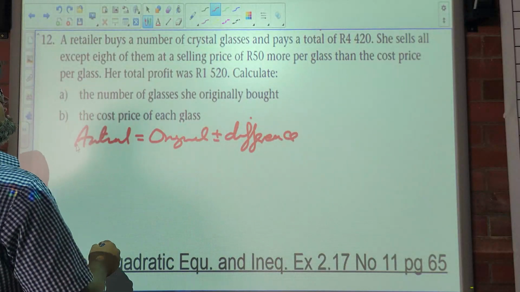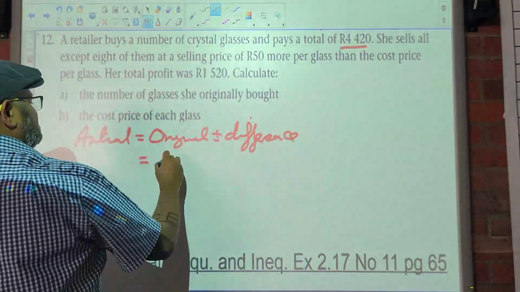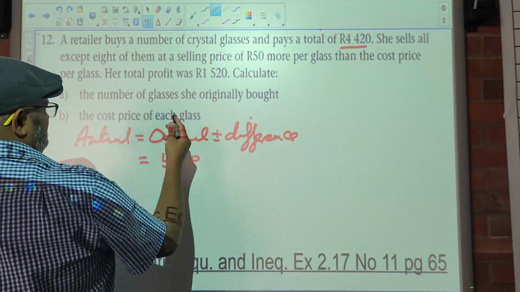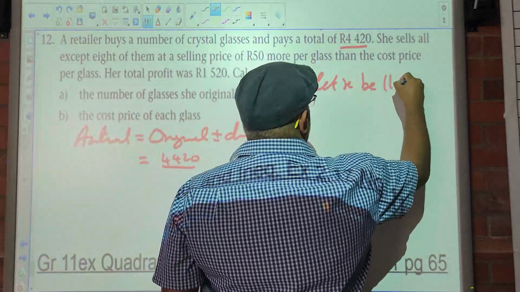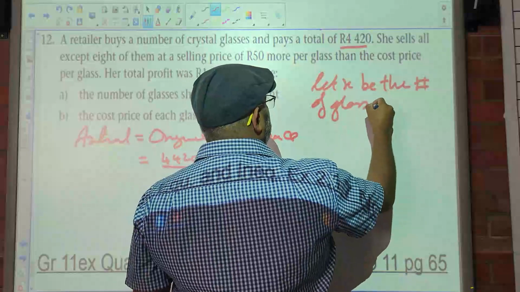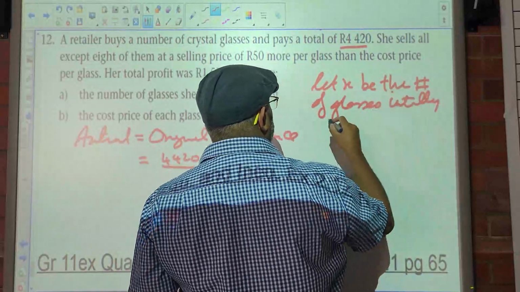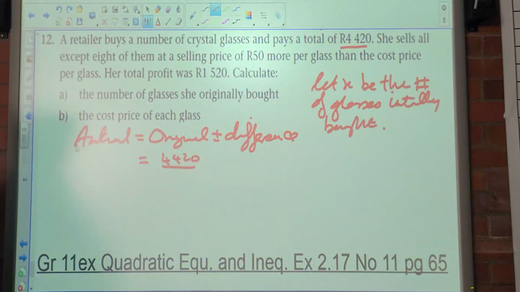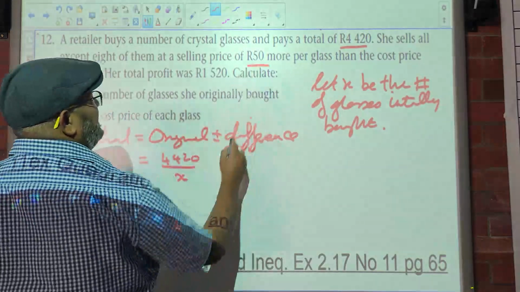So what was the original scenario? 4,420 over x. So we should have said, let x be the number of glasses initially bought. Okay, so it's going to be over x. She's going to sell it for 50 Rand more.